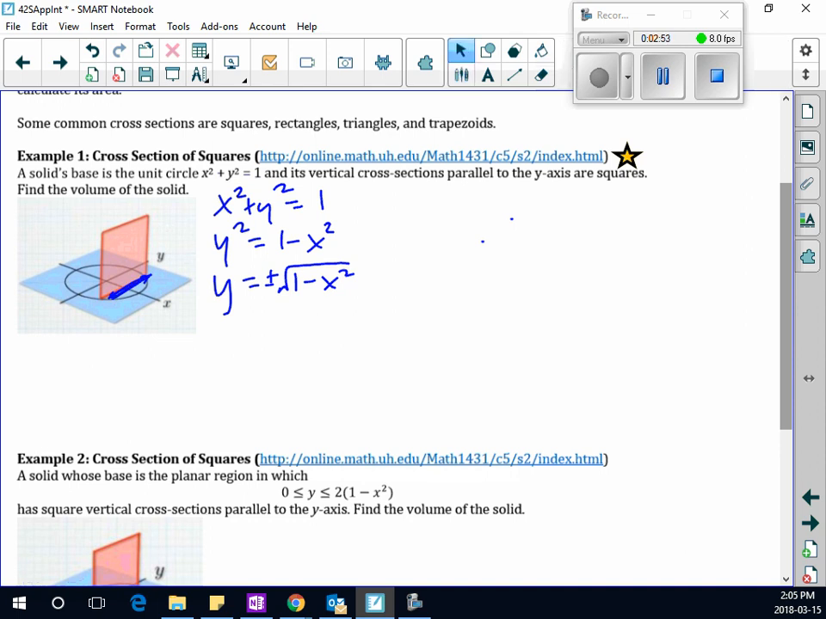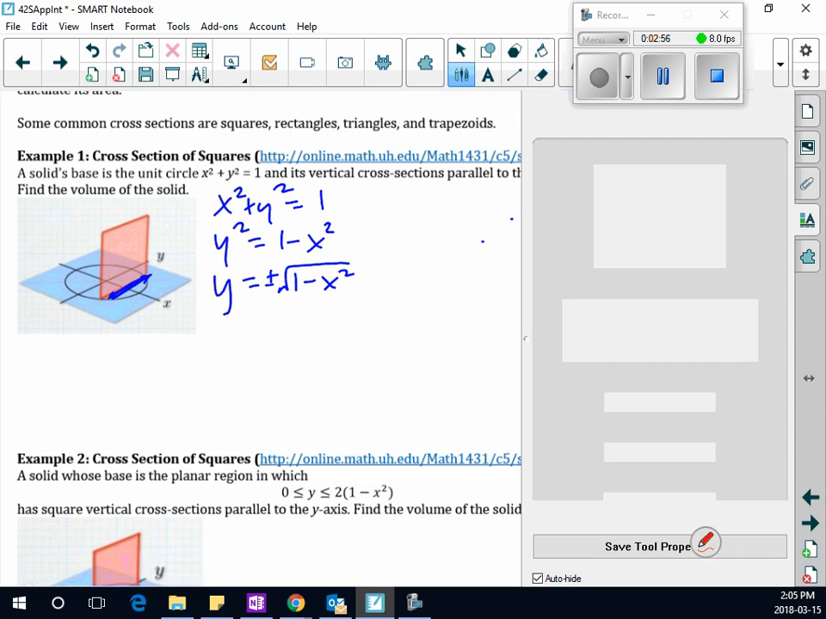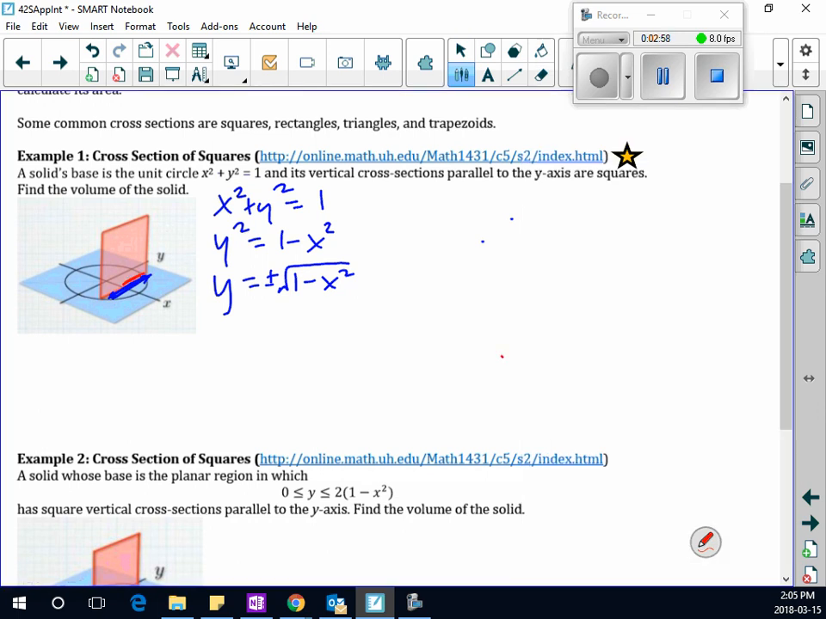So what would this length be from here to here now? Does everybody see that the positive value of y from here to here is a length of the square root of 1 minus x squared? So then the full length of the square would be 2 of them. Don't deal with the negative one because it gets all confusing otherwise. So the side is equal to 2 times the square root of 1 minus x squared, so s squared is going to be 4 times (1 minus x squared).